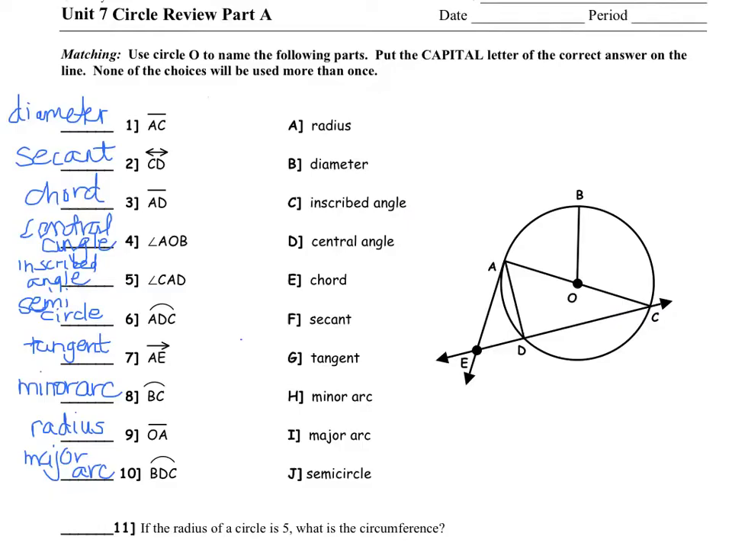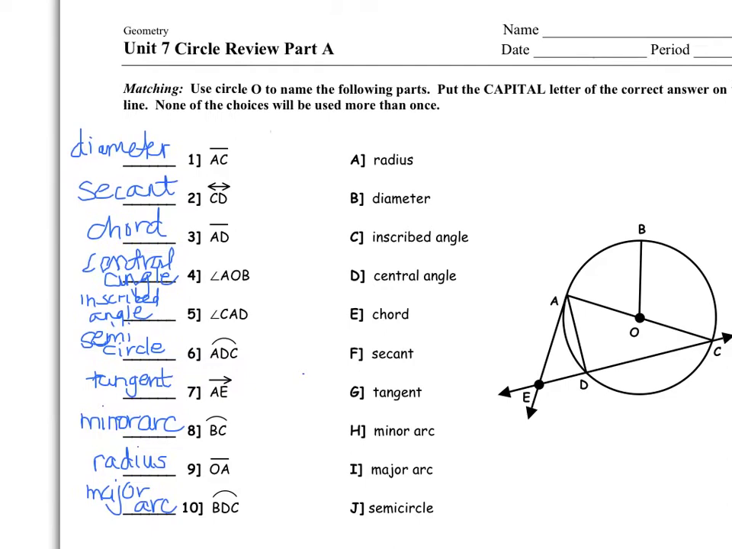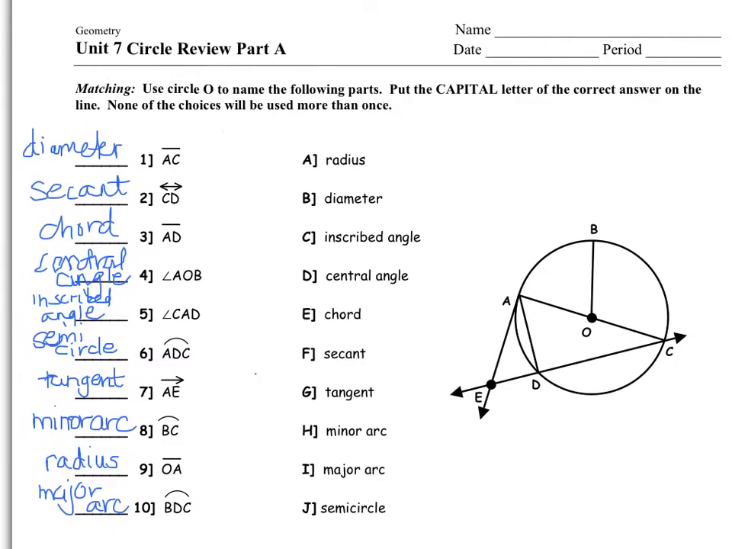Okay, for part A, what you have to do is figure out what matches what. And I'm going to give you the actual term. Okay? So let's go. So number 1 says AC. So AC over here goes from a point on the circle to a point on the circle, and it goes to the center point. So that has to be a diameter.